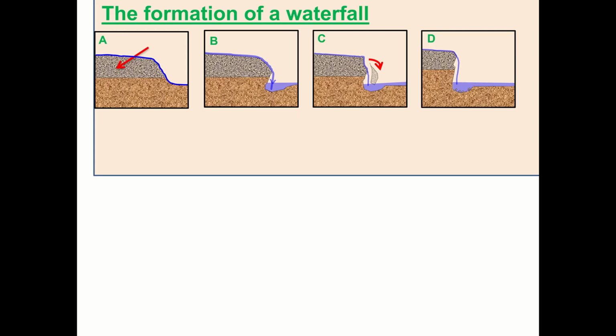This little geography video is all about landforms of erosion. So we're going to start with waterfalls. Okay, so in this case, we're going to start from A and go through to D.